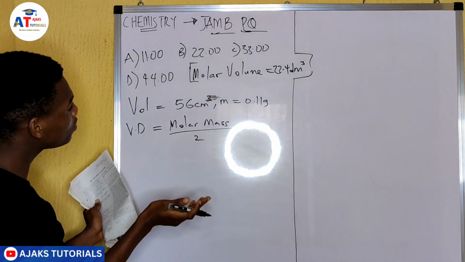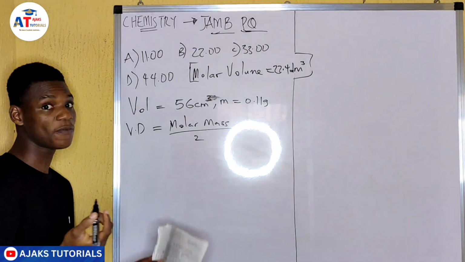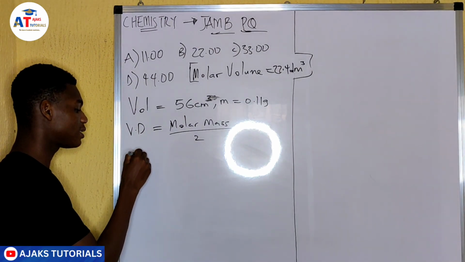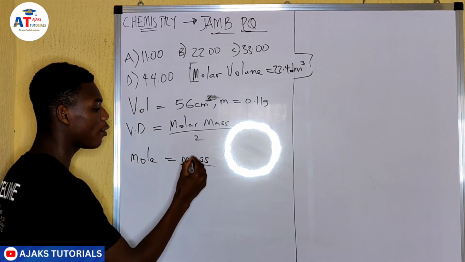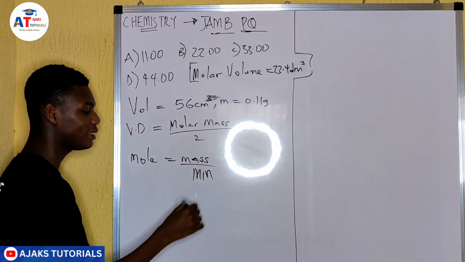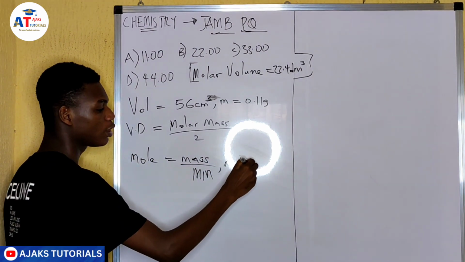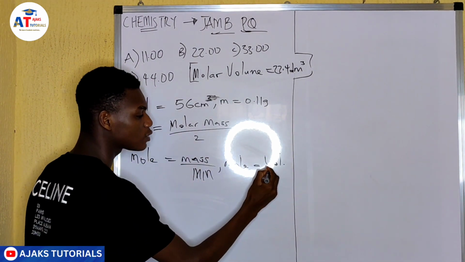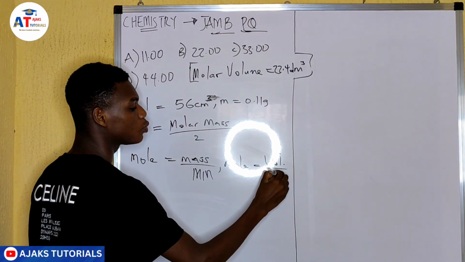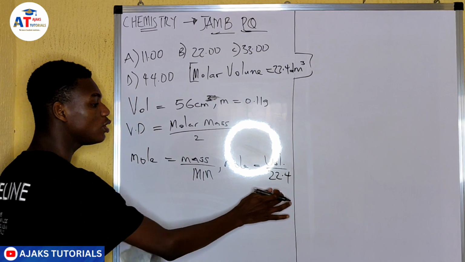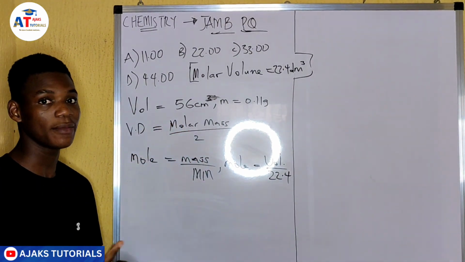Now, it's simple. We are going to apply the mole concept. I'm going to be giving you some formulas for mole, so just take note. First, mole is equal to the mass over the molar mass, capital MM. This is the first formula. Another formula is mole equal to the volume of a substance over the volume at STP, that's the molar volume, 22.4.